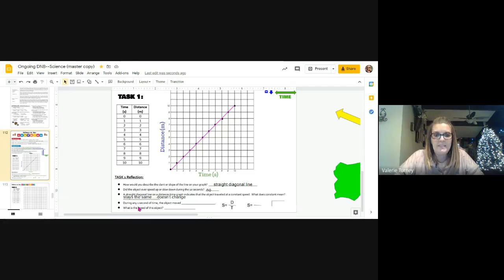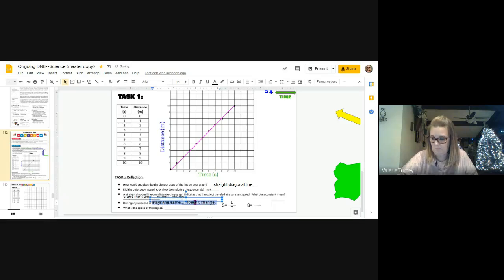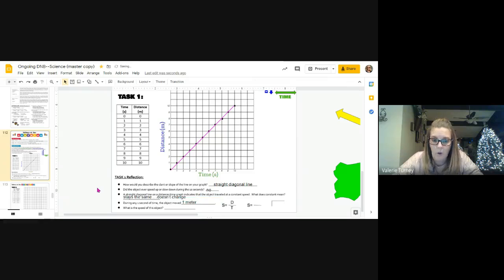All right, and it says during any 1 second of time, the object moved how far? We'll say in 1 second, it was 1 meter. In 2 seconds, they were at 2 meters. In 3 seconds, 3 meters. 4 seconds, 4 meters. So basically, every second that went by, this particular person moved 1 meter. So during any 1 second of time, the object moved 1 meter.